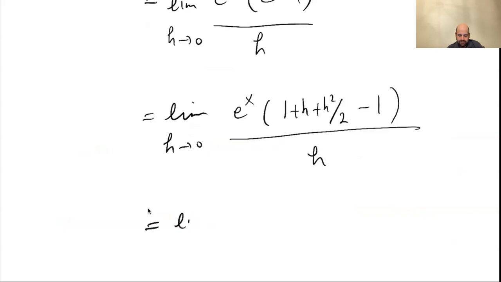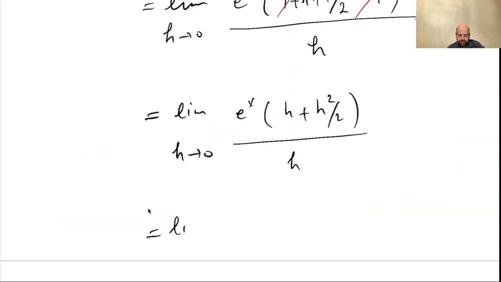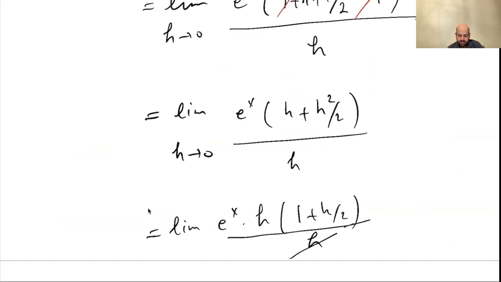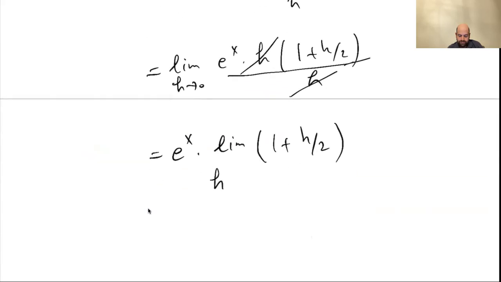I can write this one as the limit of e to the x times h plus, so 1 minus 1, they cancel. So I'll be left with h plus h squared over 2, divided by h, as h approaches 0. And then I can write this as the limit of e to the x. I can take h out: 1 plus h over 2, divided by h. H cancels. E to the x, I can also take it out. Limit of 1 plus h over 2, as h approaches 0.